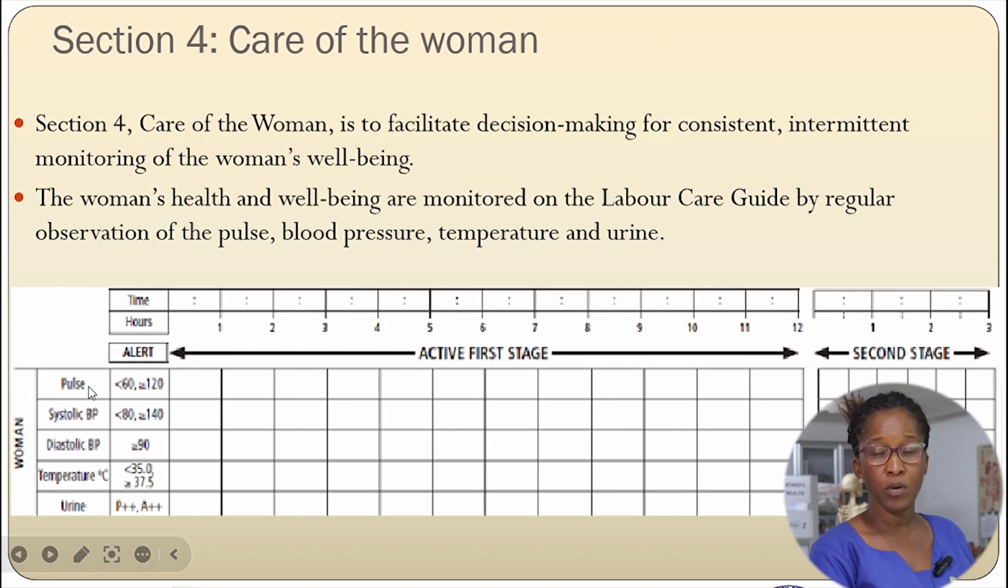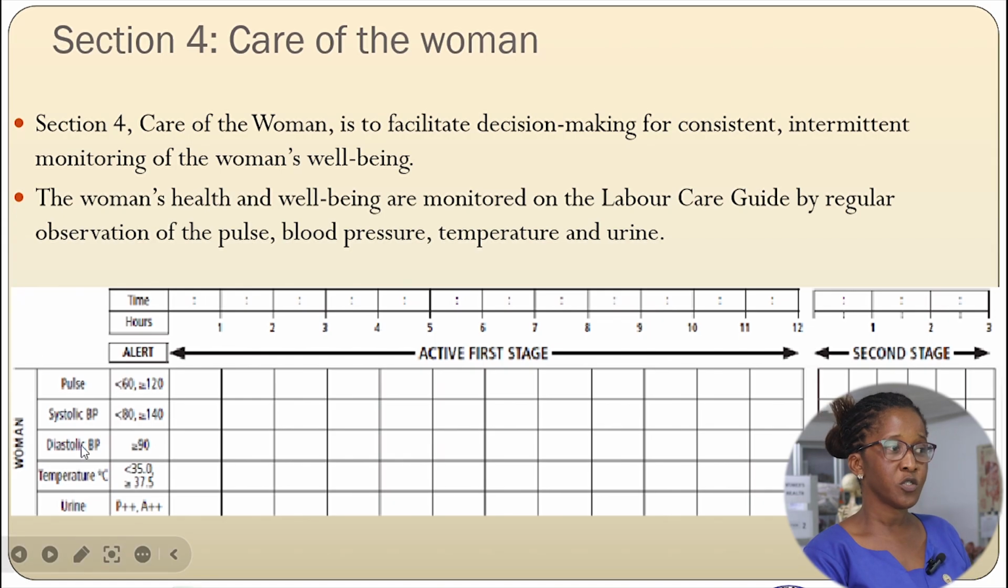What is the maternal pulse during this course of labor? It should not be less than 60, not greater than 120. So if you do your observation and you realize the maternal pulse is going above 120, it's an alert. As a midwife or care provider, you need to think of what to do.